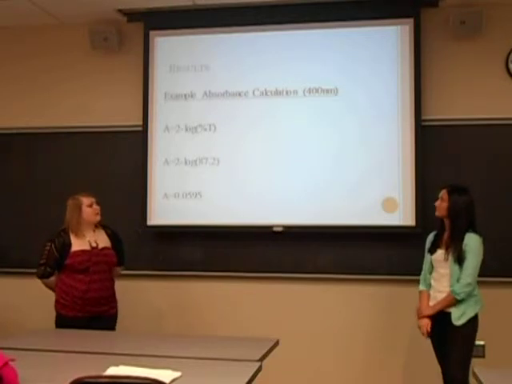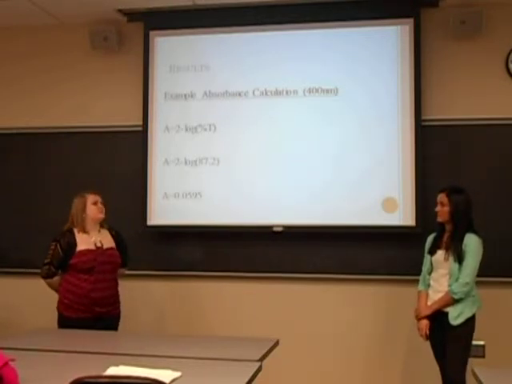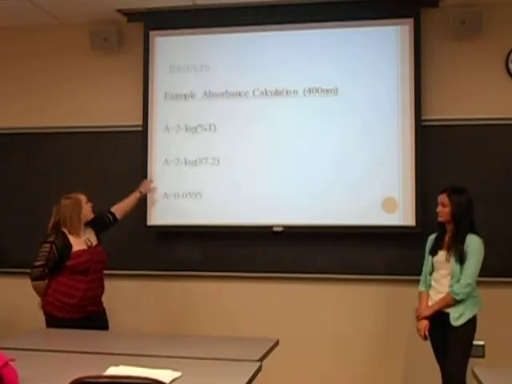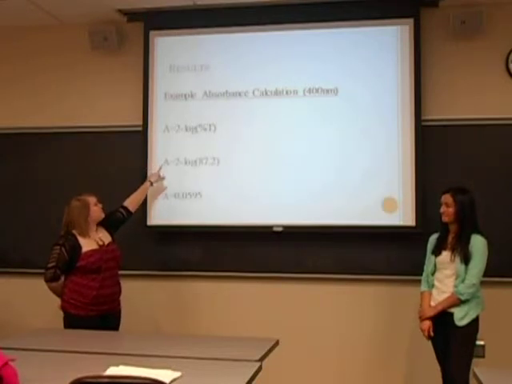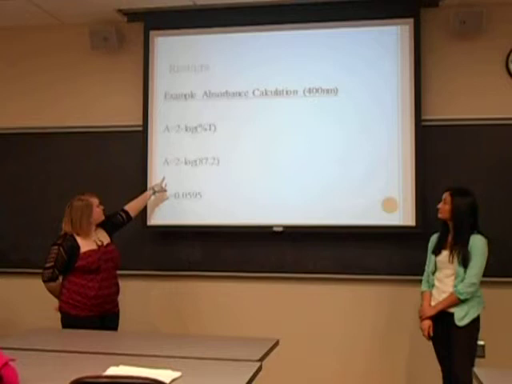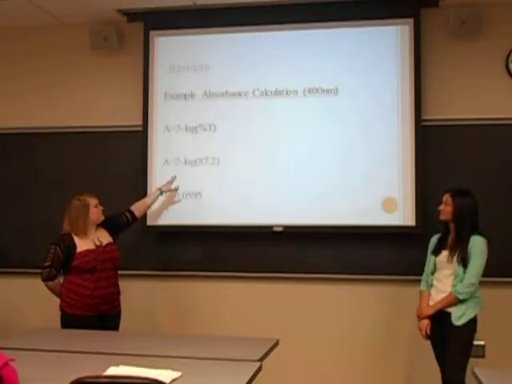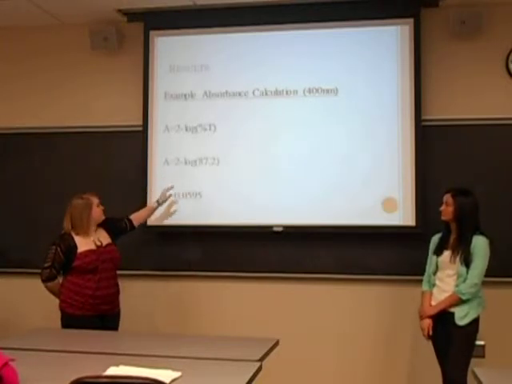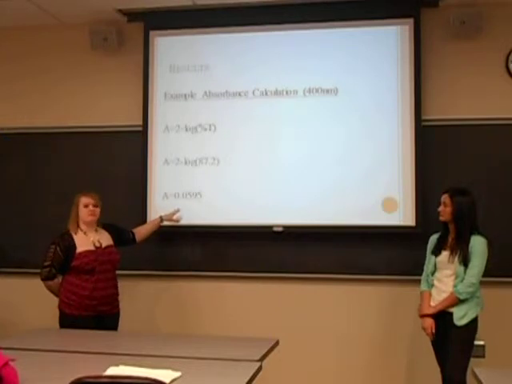So we have a calculation for the absorbance of 400 nanometers. We start out with absorbance equals 2 minus log of percent transmittance. So absorbance equals 2 minus log of 87.2, and absorbance equals 0.0595.